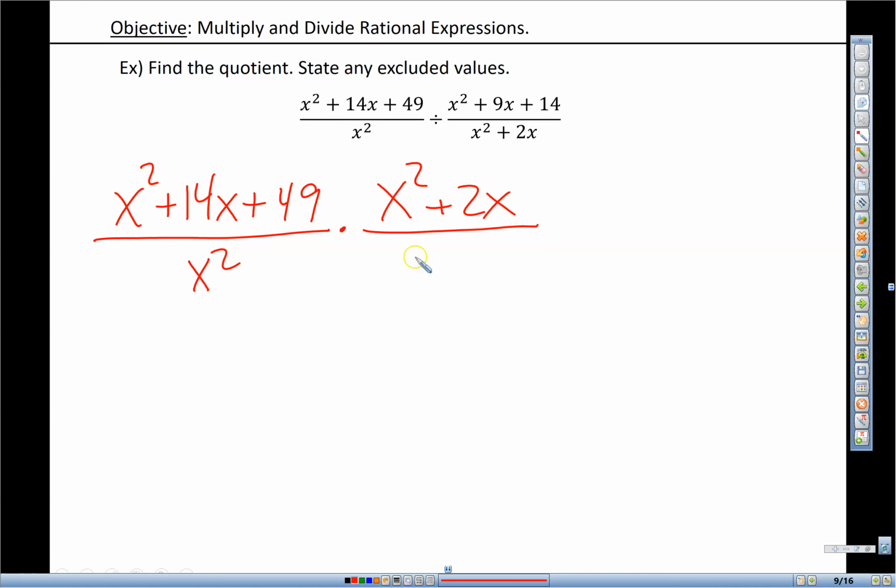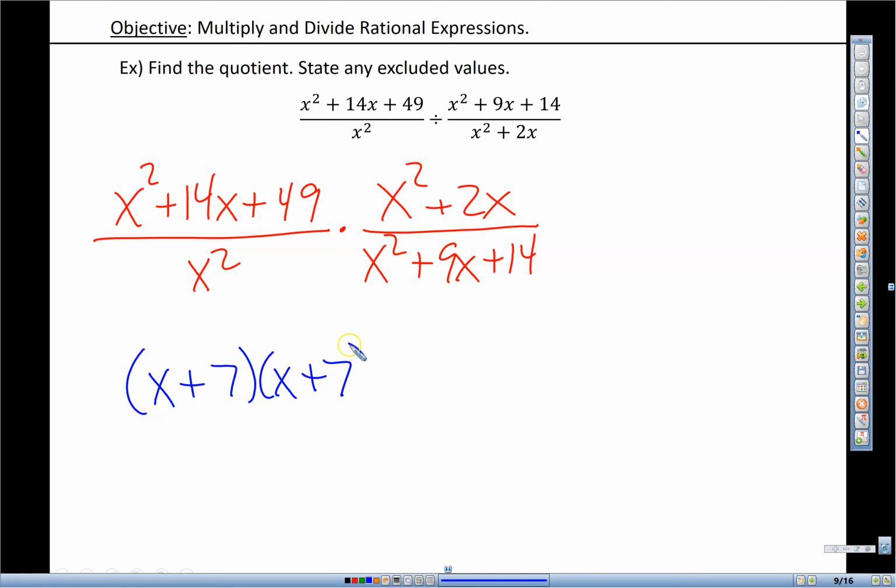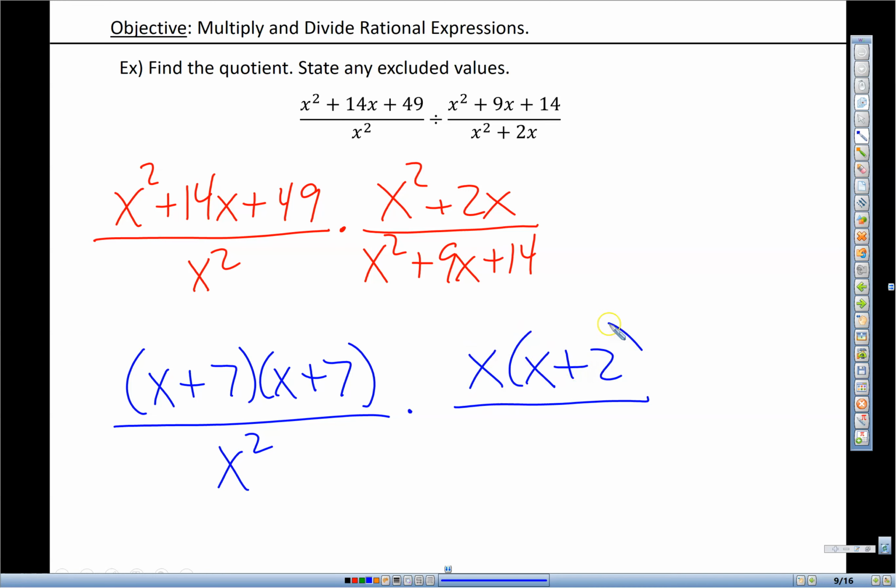So x squared plus 2x is our numerator, and this trinomial is our denominator. Then I'm going to factor everything completely. The numerator here is x plus 7 times x plus 7. X squared is a monomial, so I'm going to leave it as is. X squared plus 2x is a GCF of x. And this trinomial denominator factors into x plus 7 times x plus 2.